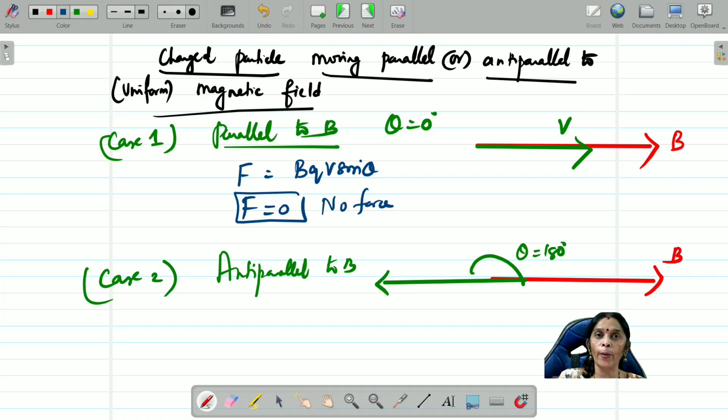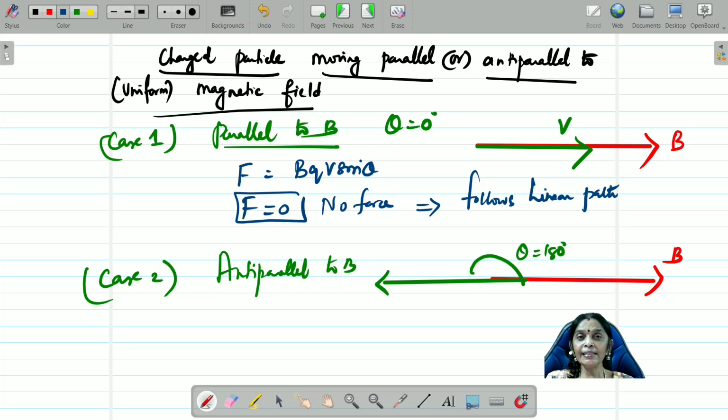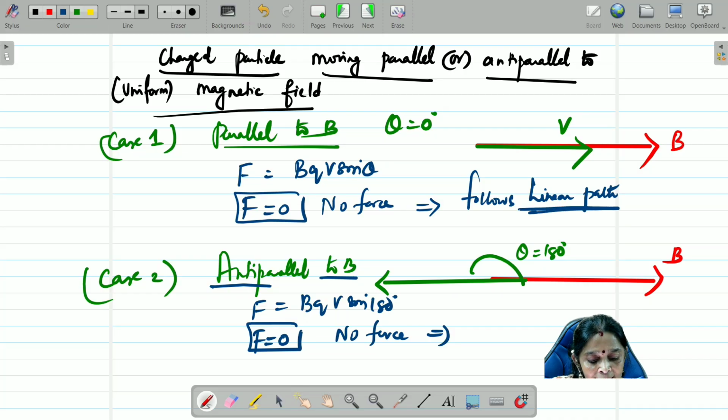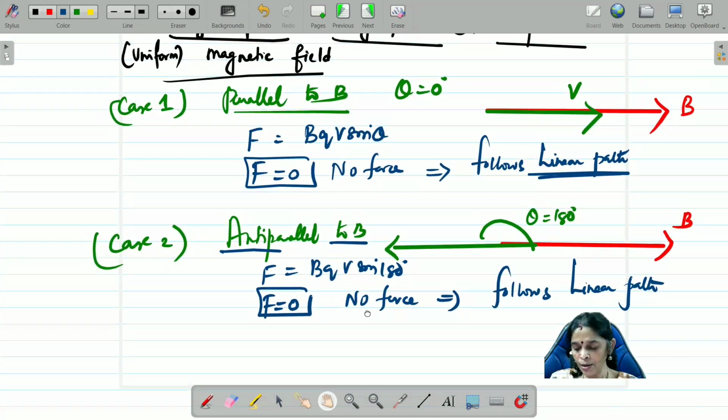The force is zero, but does it move or what? Yes, it will move. So it follows a linear path only. At the same time, if it is anti-parallel to B, the same thing, F = BQV sin 180 degrees, children. What is sin 180? Again it is 0. So F is equal to 0, here also no force. But even though there is no force, can you say that it doesn't move? No. It can move, but it follows a linear path. Okay, children? I hope you understand.